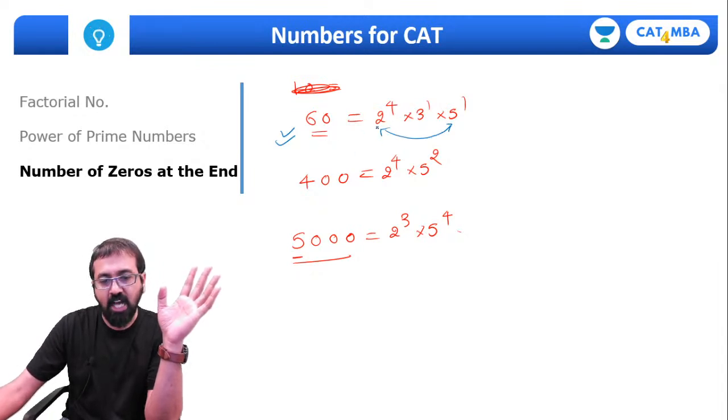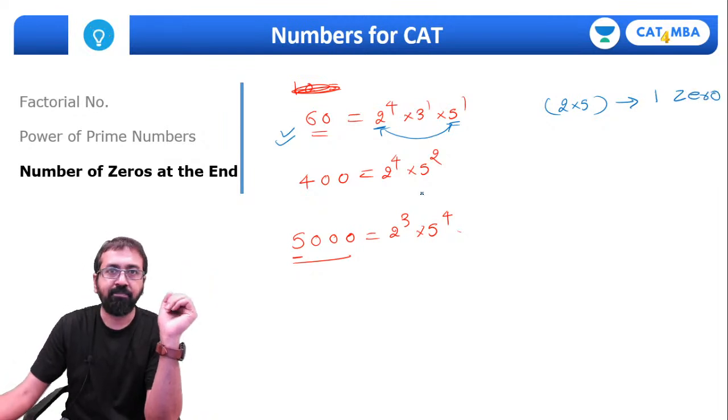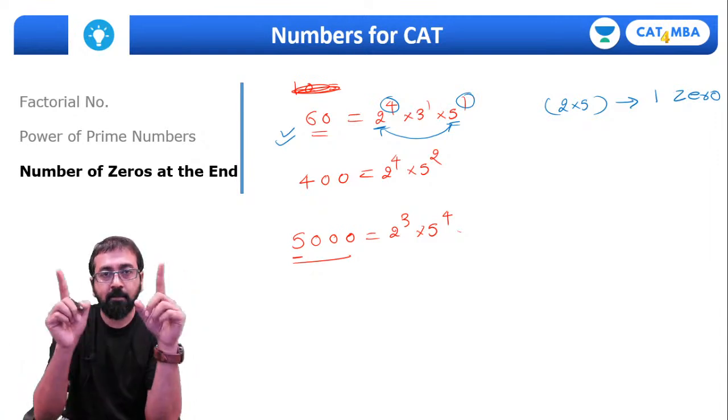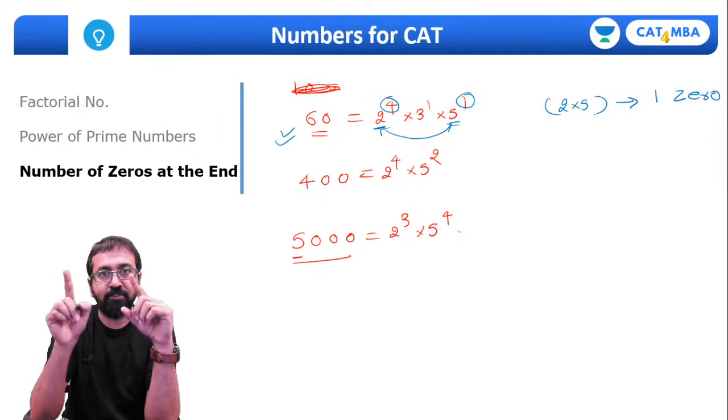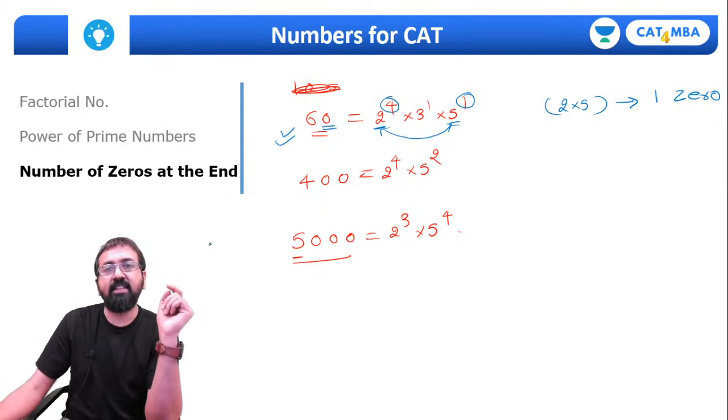So in 60, how many pairs of 2 and 5 can be made? Can I say only one pair of 2 and 5 can be made? And that's why there is only 1 zero at the end of 60. See, we have plenty of 2's in 60, but we have just one 5. So how many pairs can be made for 2 and 5? We can just make one pair, and that's why there is only 1 zero at the end of 60.